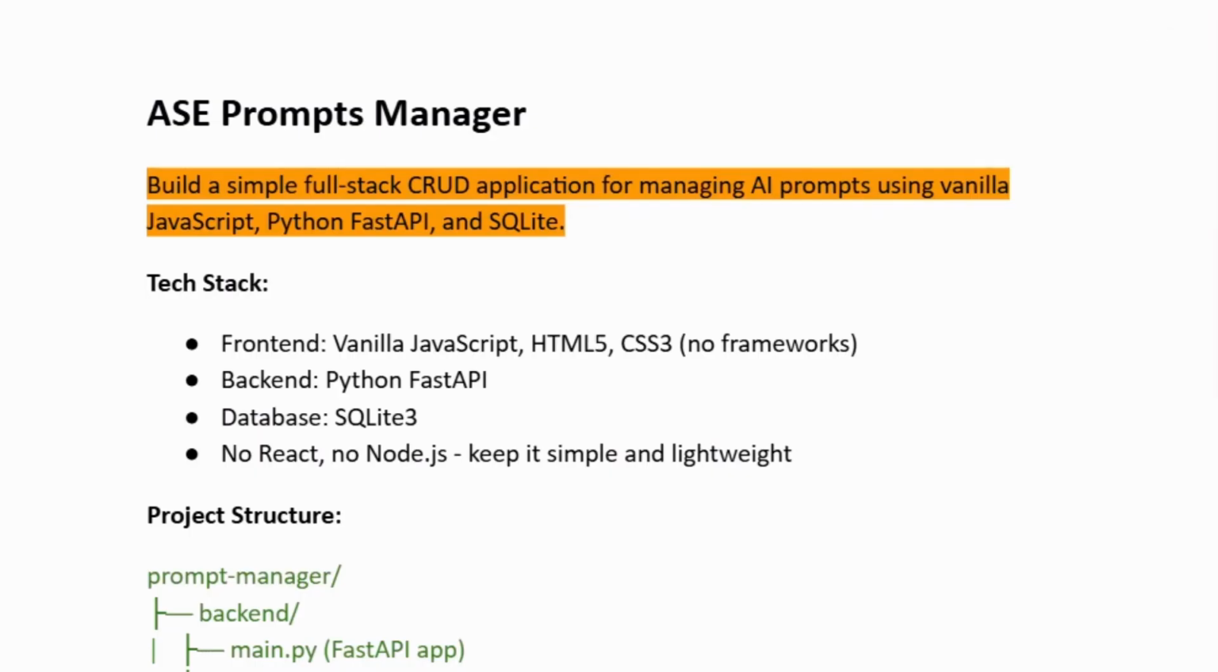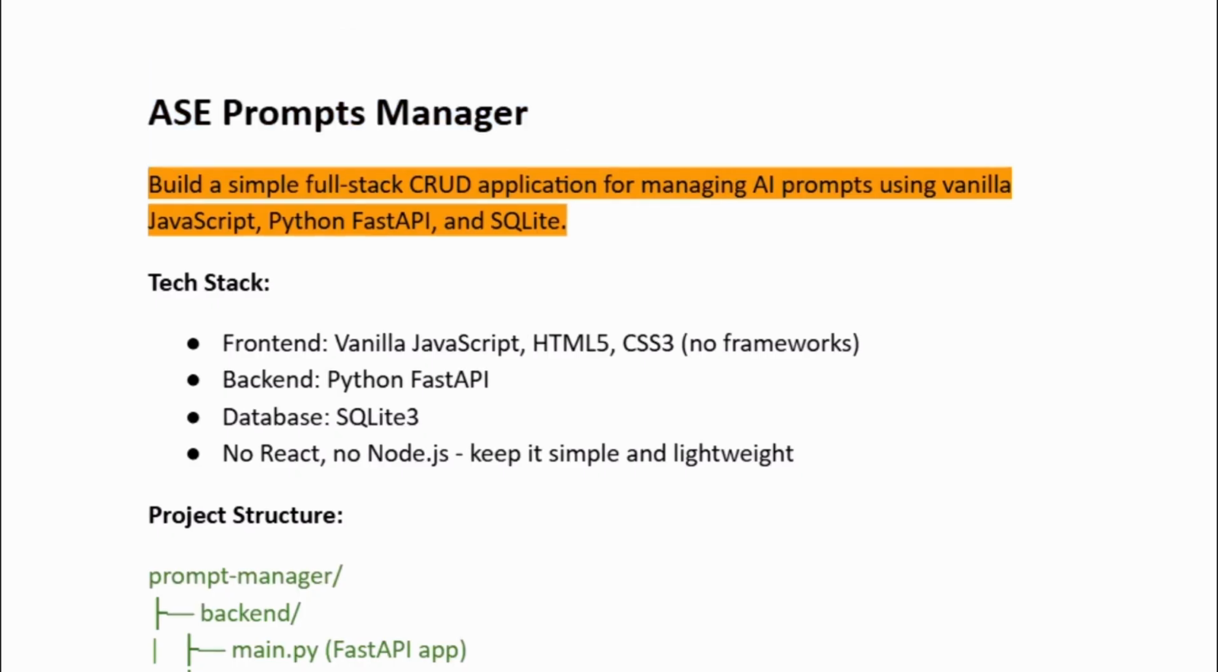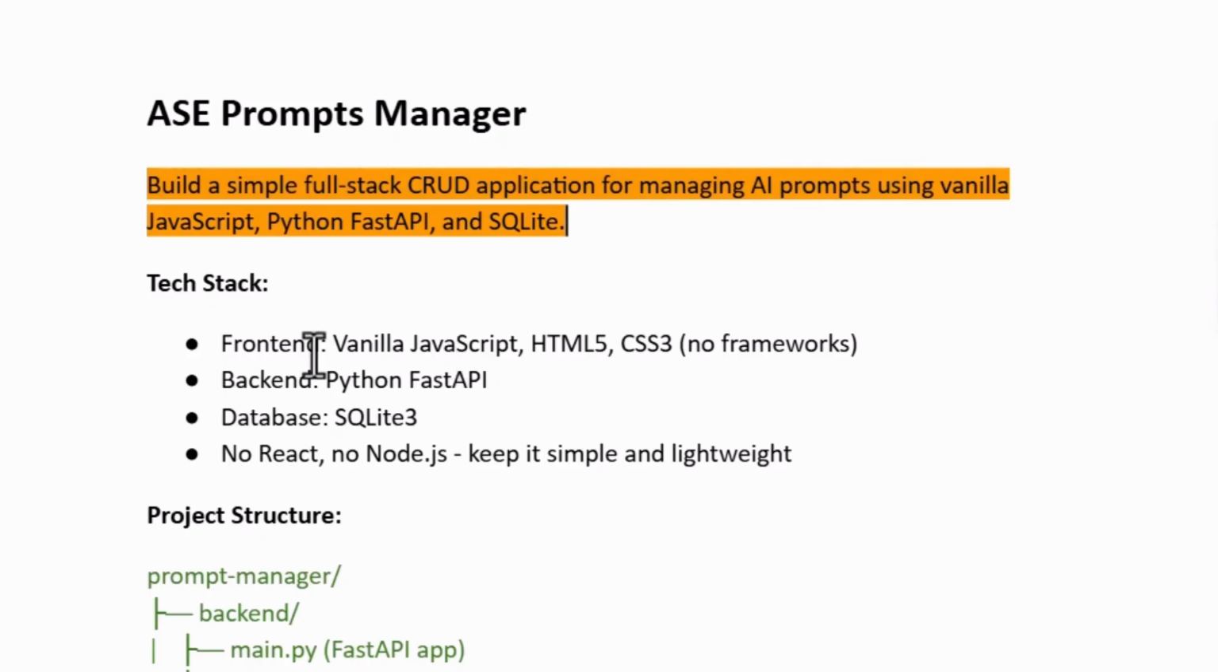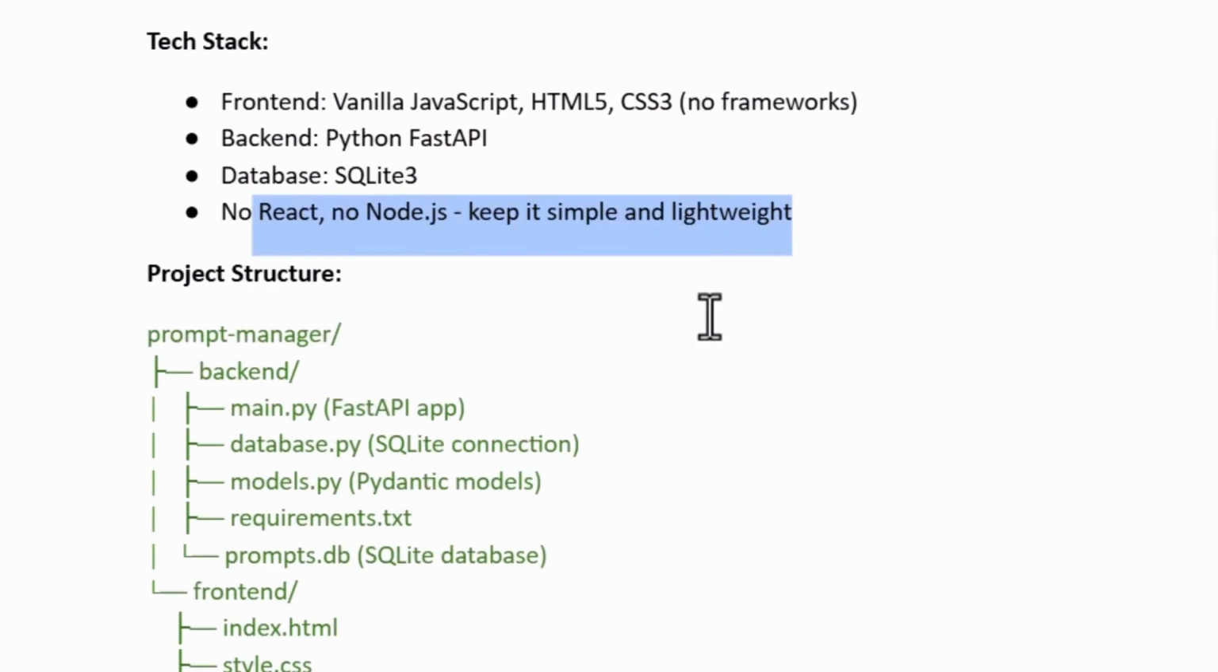We are going to be building Prompts Manager, and our prompt is: build a simple full stack CRUD application for managing AI prompts using vanilla JavaScript, Python Fast API, and SQLite. Then our tech stack is front end, use vanilla JS, HTML, CSS, no frameworks. The backend use Python Fast API. And for the database, we go with SQLite. We don't want any React or Node.js.